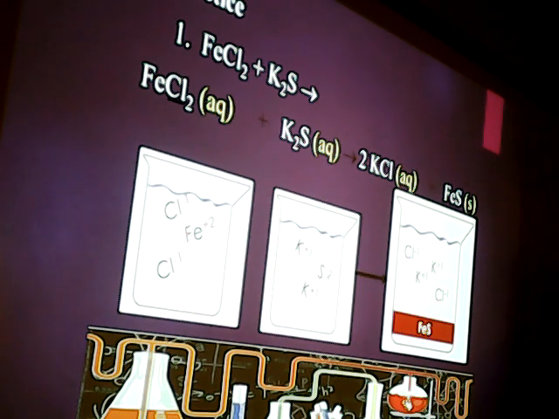Chlorine's family name is what? All the halogens. The halogens, right? So on this chart that you should be looking at right now, find halogens. Put your finger on it.